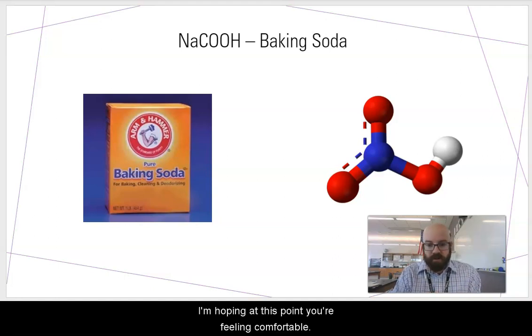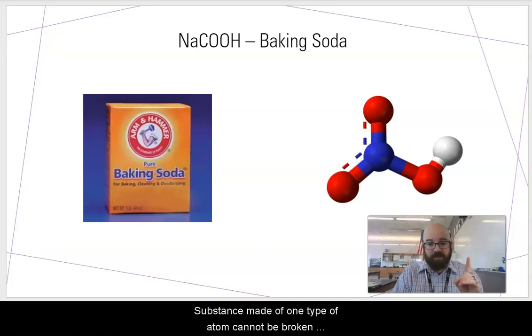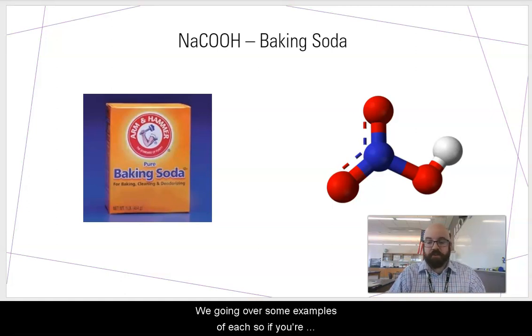So I'm hoping at this point you're feeling comfortable in understanding that an element is a substance made of one type of atom. It cannot be broken down any further. And a compound is a substance made of two or more different elements that are bonded together. We've gone over some examples of each, so if you're able to name those and define an element and compound, you've successfully met this objective.